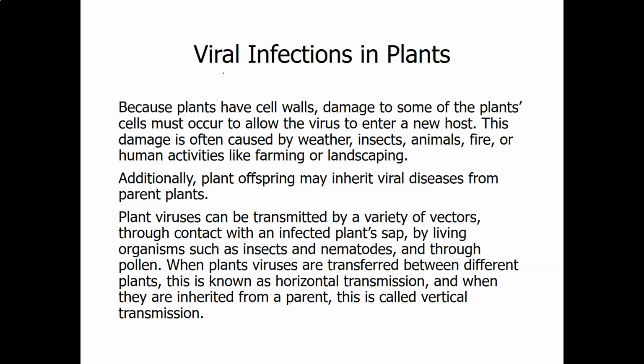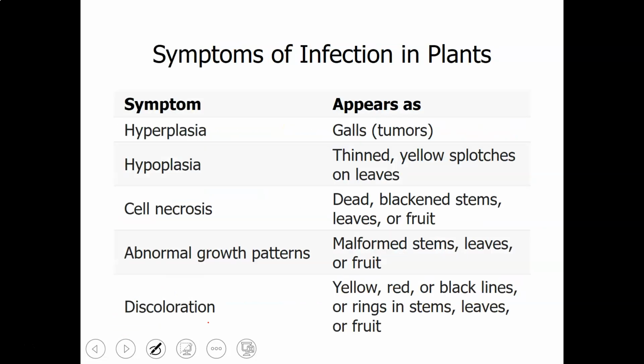It says plant viruses can be transmitted by a variety of vectors through contact with infected plant sap, by living organisms such as insects and nematodes. Nematodes are roundworms. And through pollen. When a plant virus is transferred from plant to plant, this is horizontal transmission. And when it is inherited from a parent plant, we call this vertical transmission. And viruses can be transmitted either way in plants.